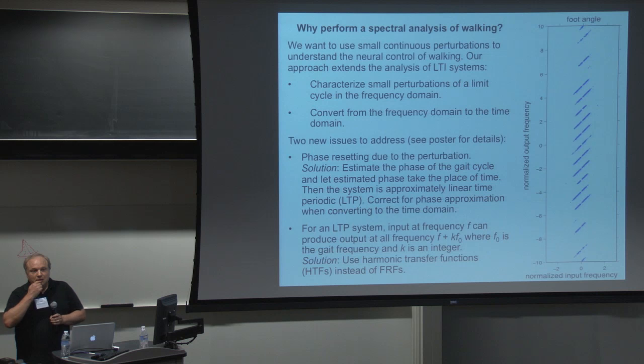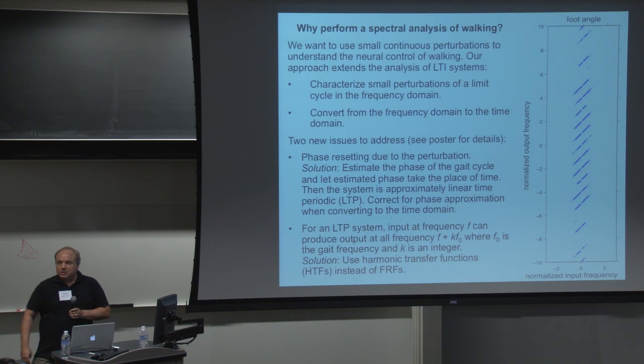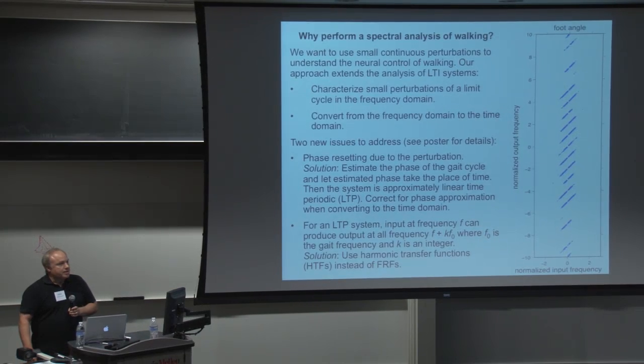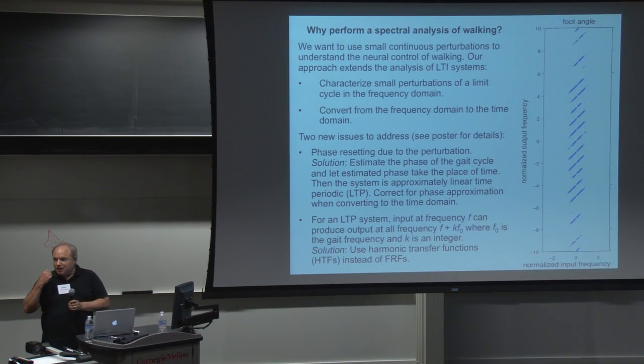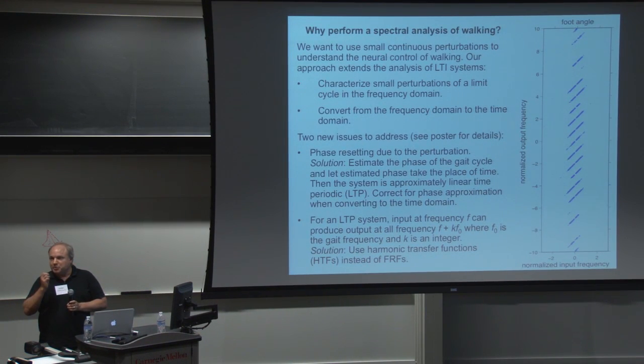The question is, why do we want to perform a spectral analysis of walking? We're interested in understanding the neural control of walking. A key way to understand a system is to perturb it. So our approach takes the standard approach of LTI, linear time invariant systems, and extends it to perturbations of a limit cycle. We want to characterize small perturbations of a limit cycle in the frequency domain, and then convert from the frequency domain to the time domain.